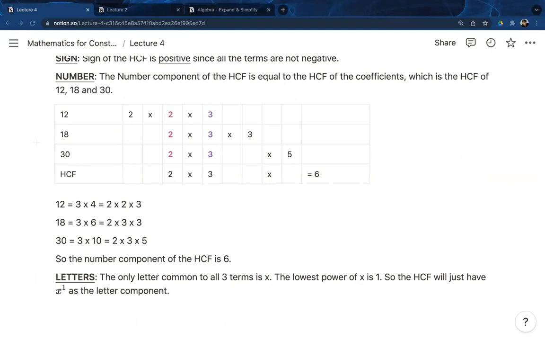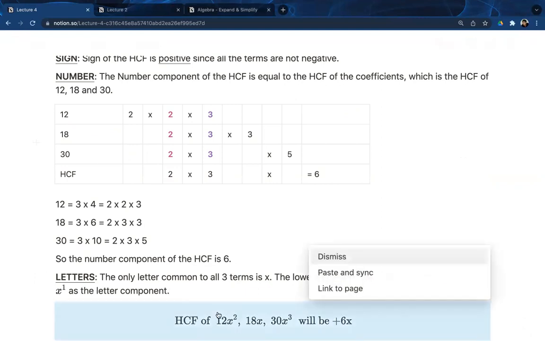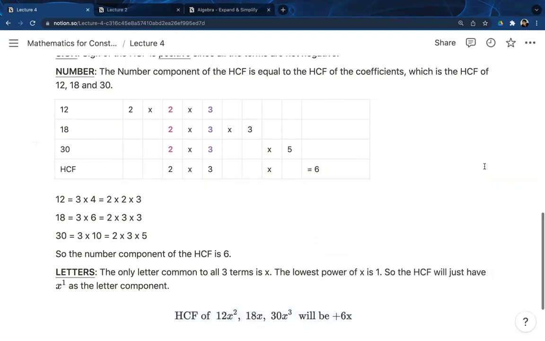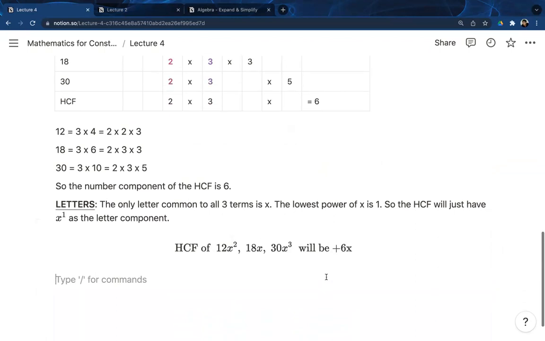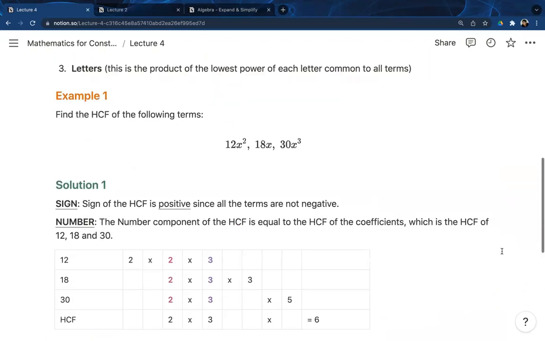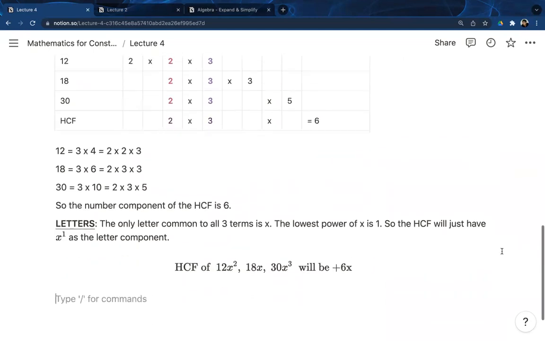And therefore, you can summarize this by saying the HCF of 12x squared, 18x, and 30x cubed will be positive 6x. That's what they ask us to do ultimately.